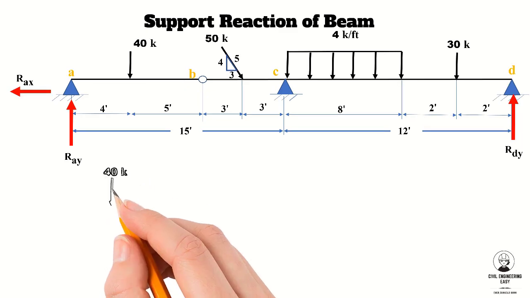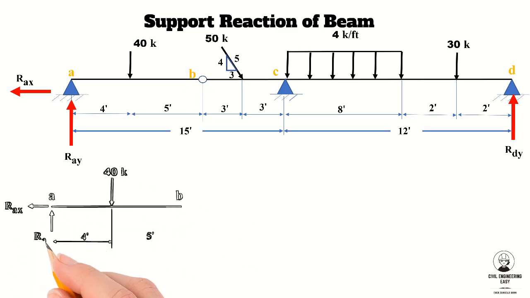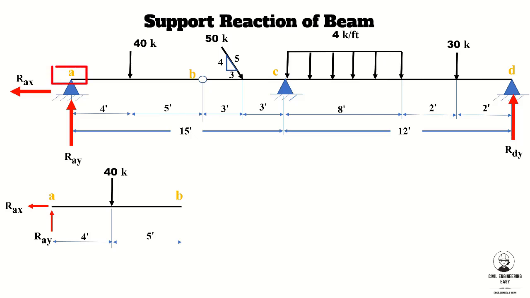Let's first discuss portion AB of the beam. The only applied force is a vertical downward force of 40 kips. The hinge support at point A has two unknown reactions, as represented by a red arrow: RAY vertically upward and RAX acting horizontally. That's what we need to find out in a while.